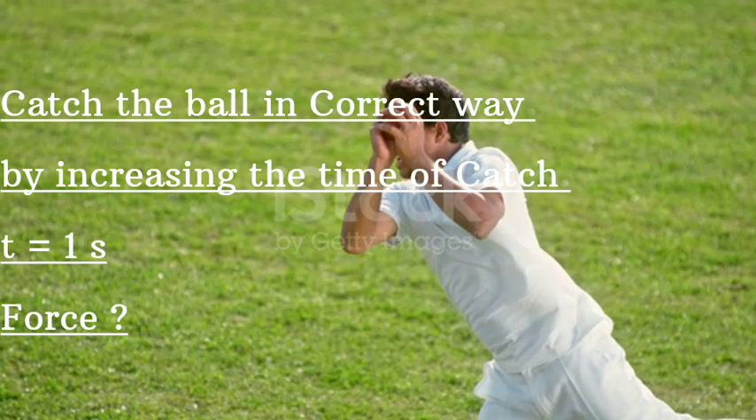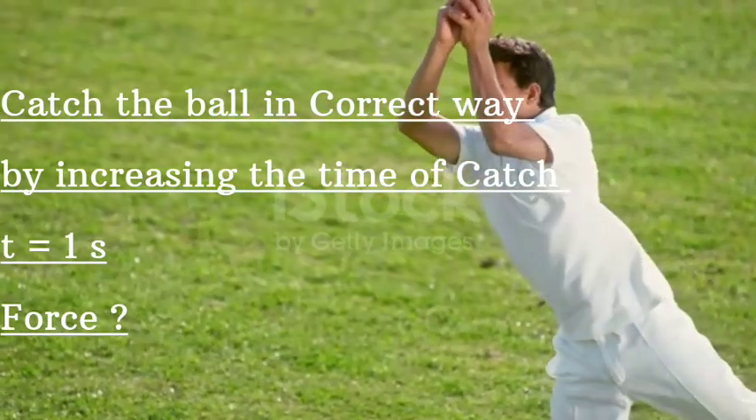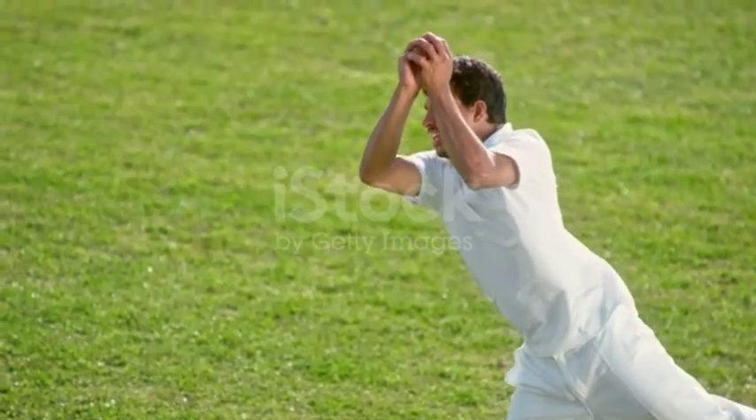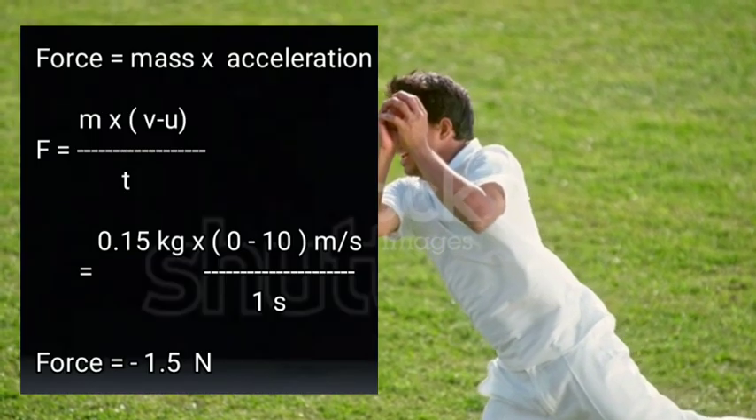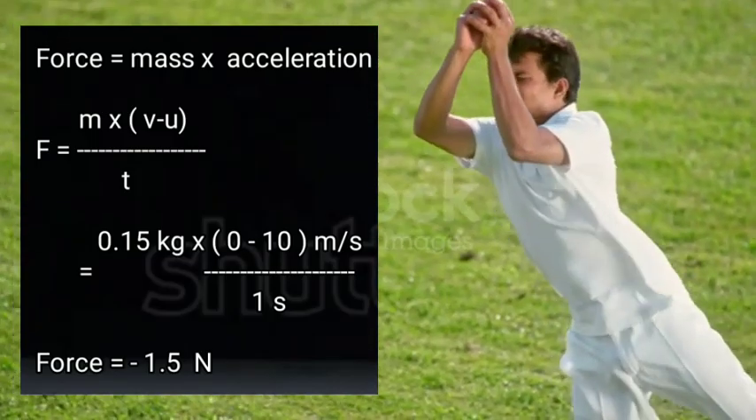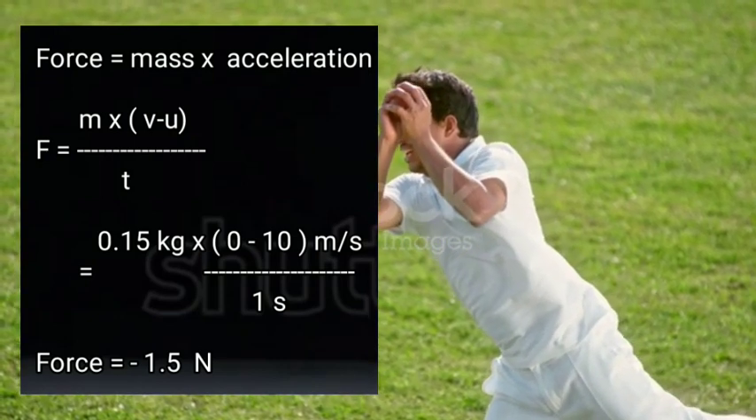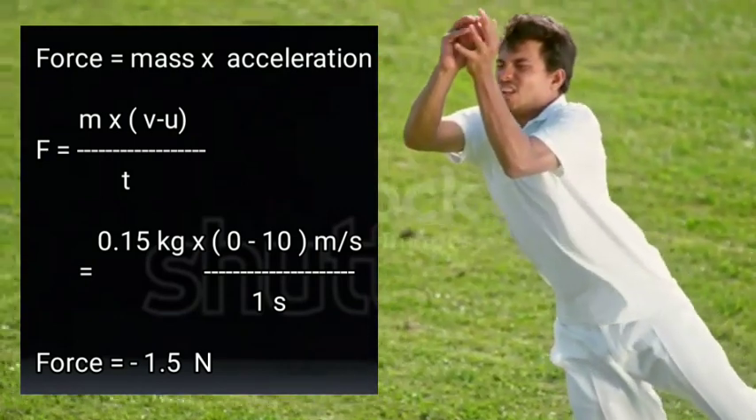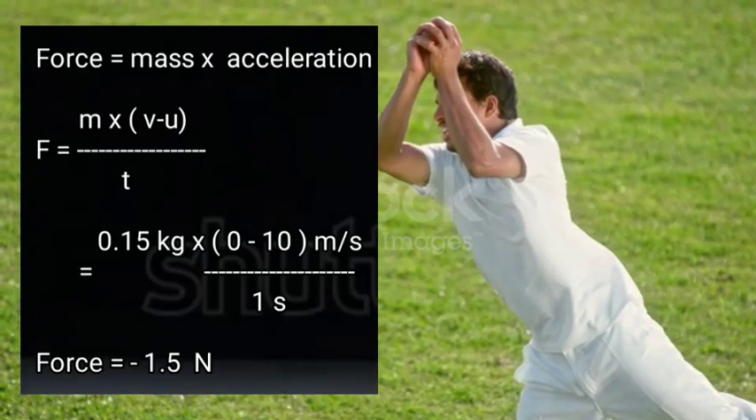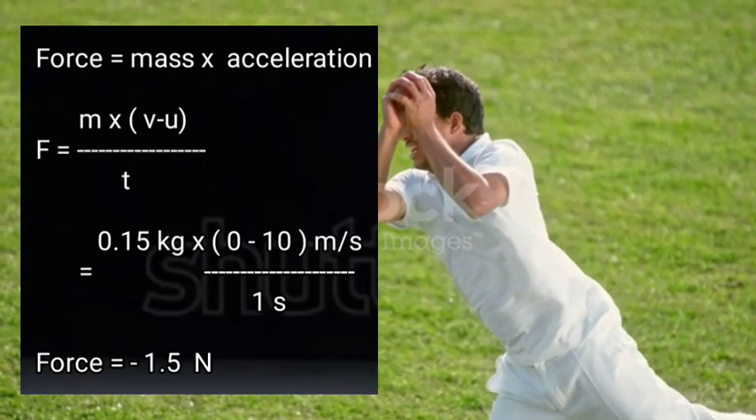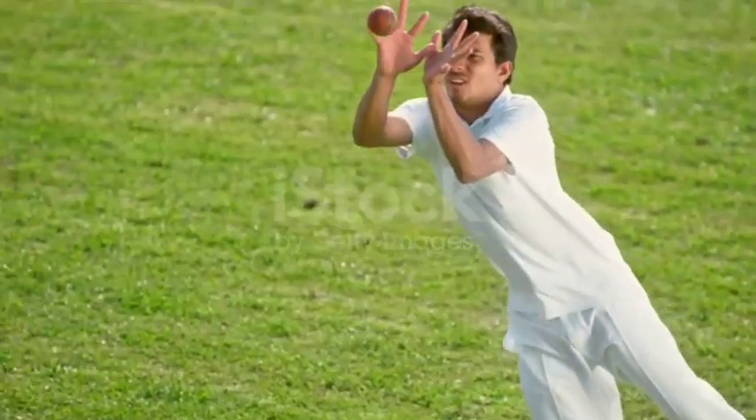Other numbers remaining the same, what is the force now? Let us use the formula F is equal to ma. Plugging in the values, we get the force of minus 1.5 Newton. So that is the retarding force of 1.5 Newton.